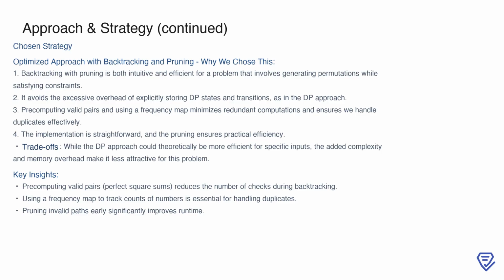Pre-computing valid pairs of numbers whose sums are perfect squares helps minimize checks during the recursion, and using a frequency map ensures that duplicates are handled correctly without redundant computations. These optimizations allow us to prune invalid paths early, significantly improving runtime efficiency. While the dynamic programming approach might theoretically offer better performance for certain inputs, its added complexity makes it less appealing for this problem. The chosen strategy is therefore not only efficient but also easier to understand and implement. Key insights include the importance of pre-computing valid pairs, leveraging frequency maps for duplicate handling, and aggressively pruning invalid paths to keep the recursion tree manageable.